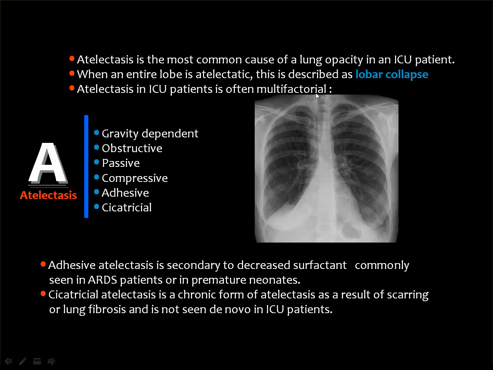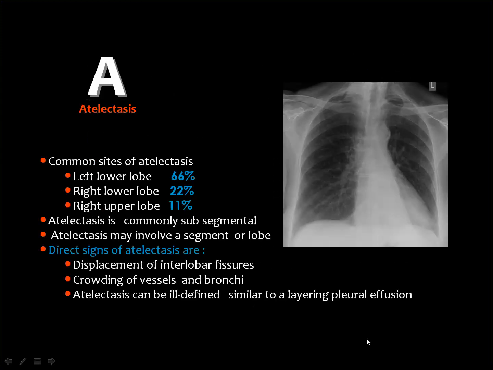And atelectasis in the ICU patient may be due to gravity dependency, obstructive atelectasis, passive atelectasis, compressive, adhesive, and cicatricial. Adhesive atelectasis is commonly secondary to decreased surfactant and commonly seen in patients with acute respiratory distress syndrome, while cicatricial atelectasis is a chronic form resulting from scarring in the lung, possibly due to previous infection.